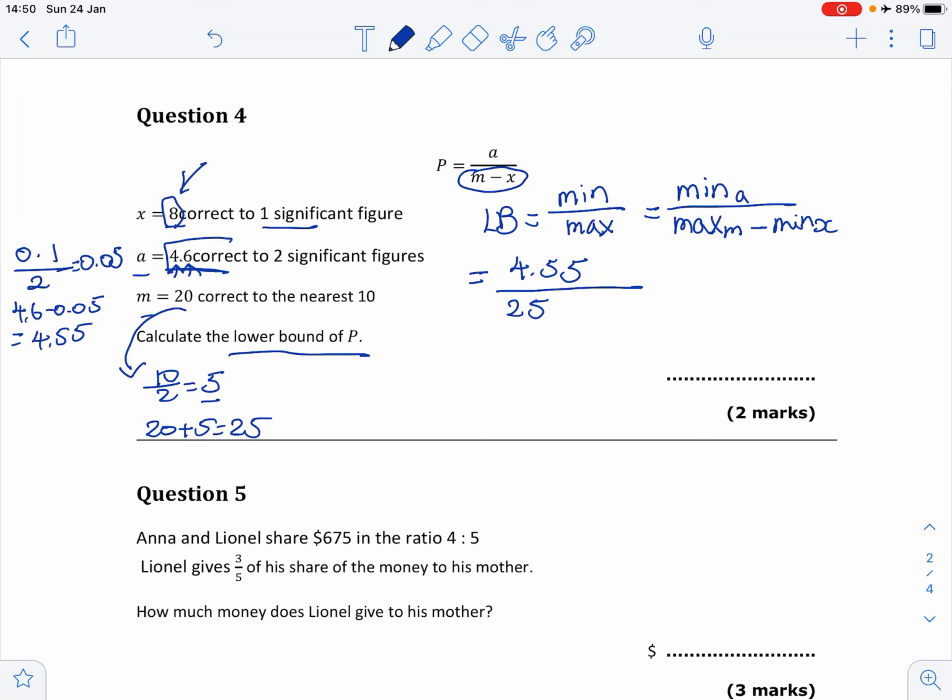So x is 8 to 1 SF. So this is our unit, so it is 1. So half of 1 is 0.5. And we're finding the minimum, so we need to use 8 minus 0.5, which is 7.5. All you have to do is type this into your calculator. You should have 0.26 as your answer.